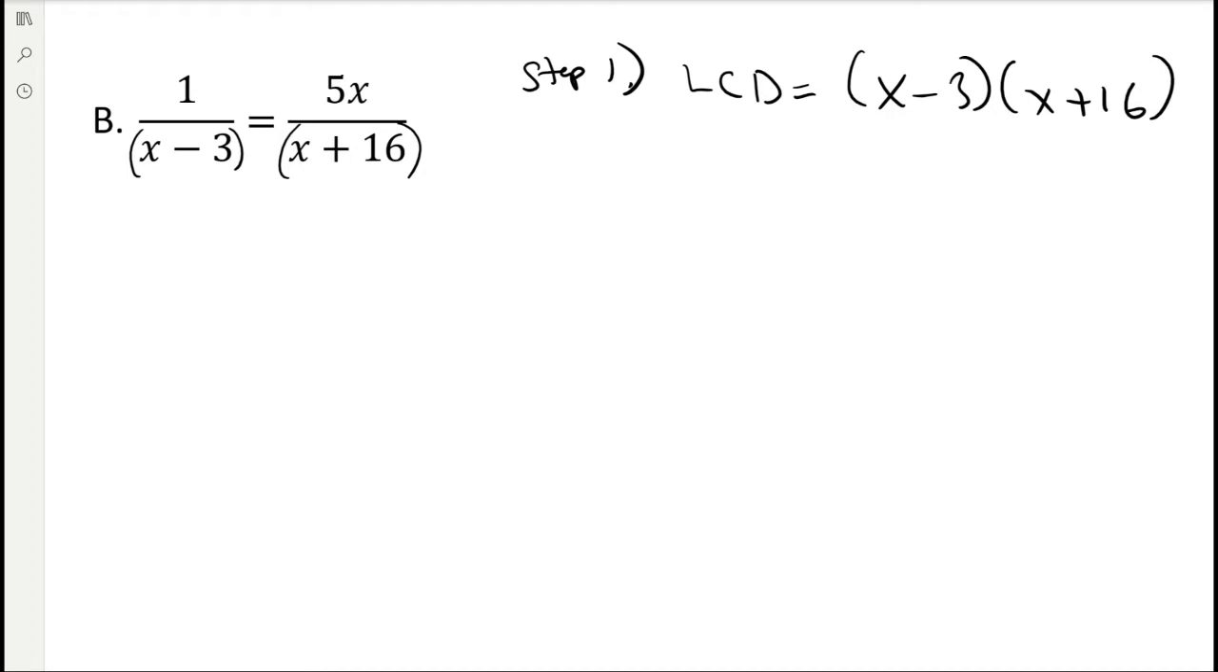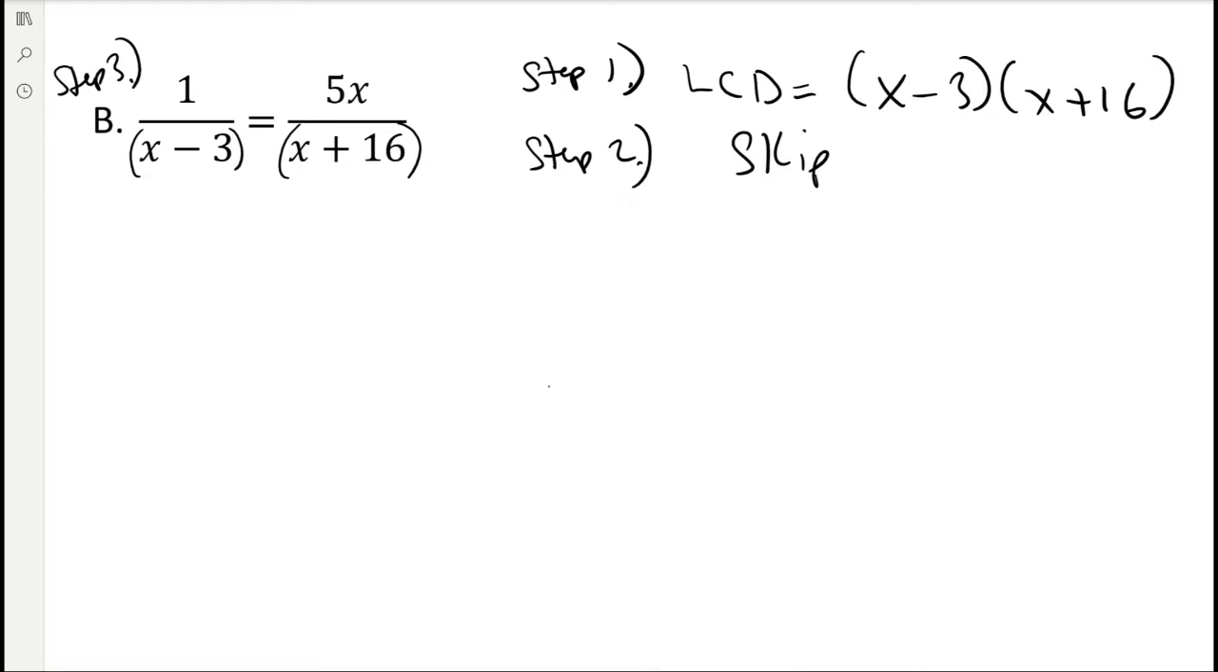So now step 2, notice that step 2 we're going to skip as well, because step 2 involves adding or subtracting fractions, which is not involved in this equation. Now step 3, which I'll write here, involves converting the fractions so that they have the same denominator, namely the least common denominator. So notice that this x minus 3 is missing an x plus 16. So we're going to give it an x plus 16. Oh, actually, we're going to skip that step. I apologize, because we said that we were going to skip that step.